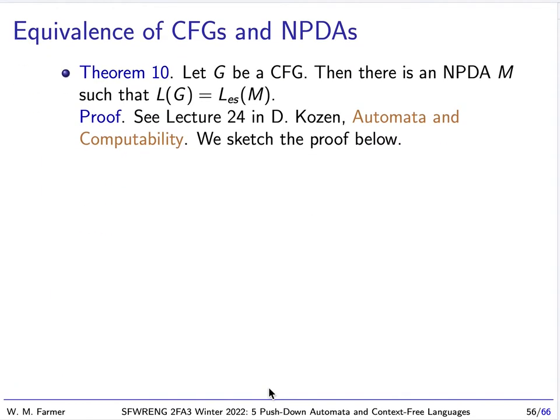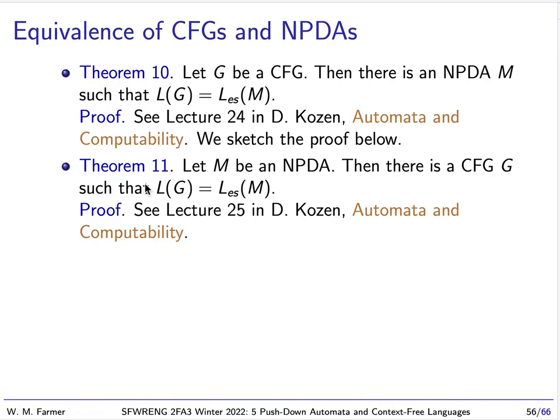Okay. The next topic is the equivalence of context-free grammars and non-deterministic push-down automata. So let G be a context-free grammar. Then there will be a non-deterministic push-down automata M that accepts the language of G by empty stack. And that means there will be some other M that accepts it by final state. We know that from a previous theorem. So the proof is given as lecture 24 in Cozen's book. We're going to just briefly sketch the proof below.